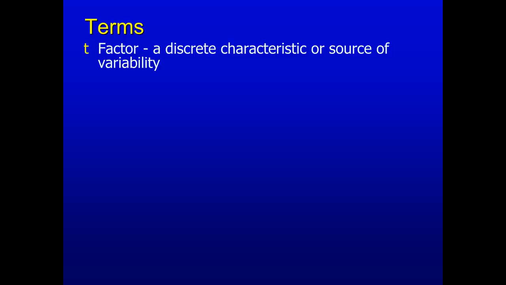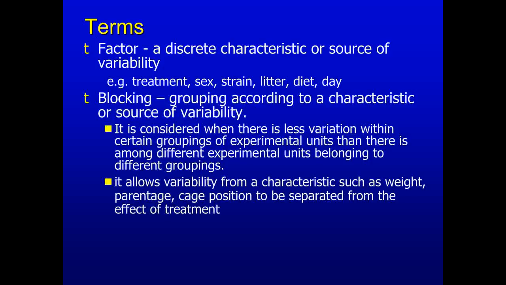Factor is simply a discrete characteristic or source of variability, and typical factors are the treatment, the experimental manipulations, controls, drug treated, and so on, the sex, a strain, the litter that an animal may have come from, the diet which is given, or the day in which an experiment was set up. All of those can be regarded as factors. And blocking is simply grouping according to a characteristic or source of variability. And it's worthwhile in certain circumstances.